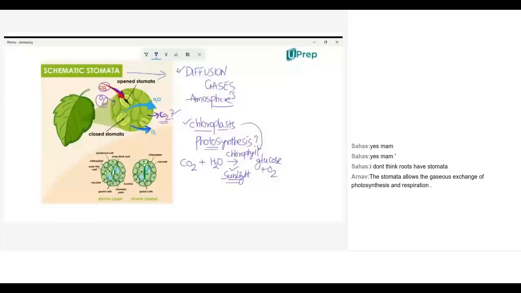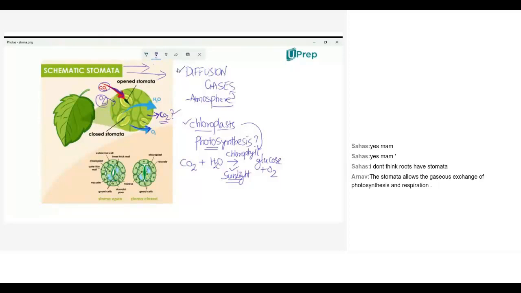So here, if you take the photosynthesis process, what we are saying is the plant will take carbon dioxide and water. Okay. In the presence of sunlight, it will prepare the food material in the form of glucose and oxygen will be released out. This is the actual process of photosynthesis. That will also be carried out by stomata. This is the second function.